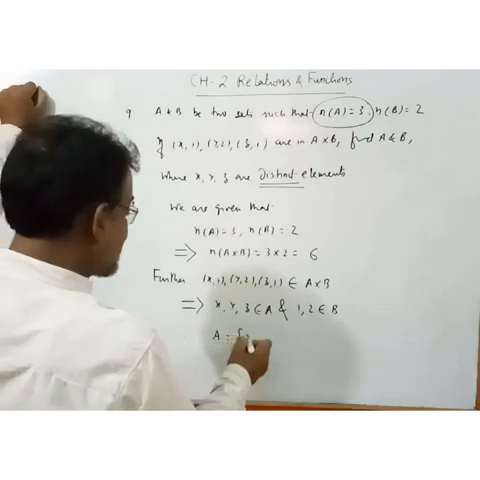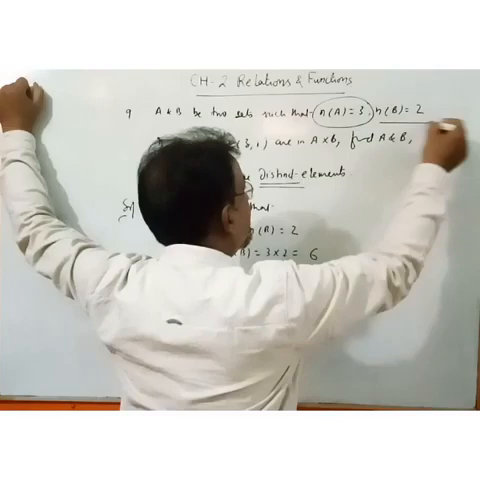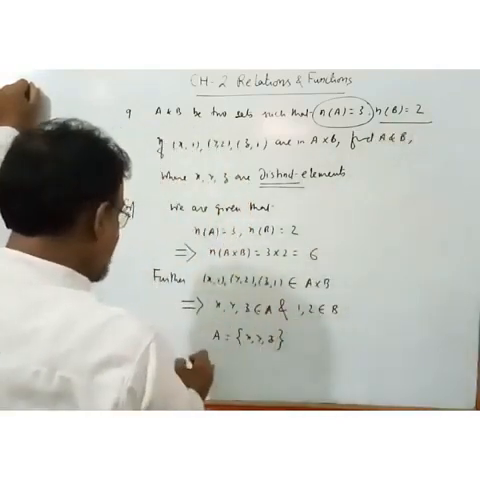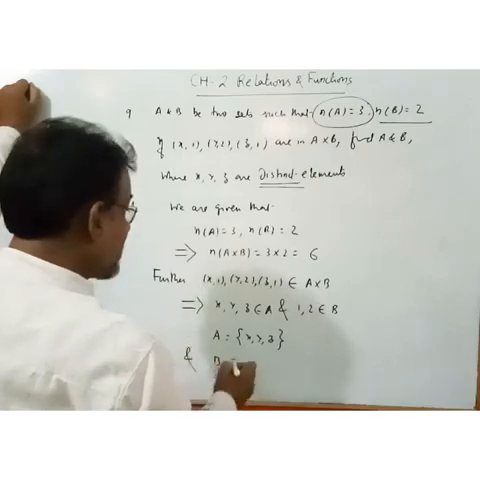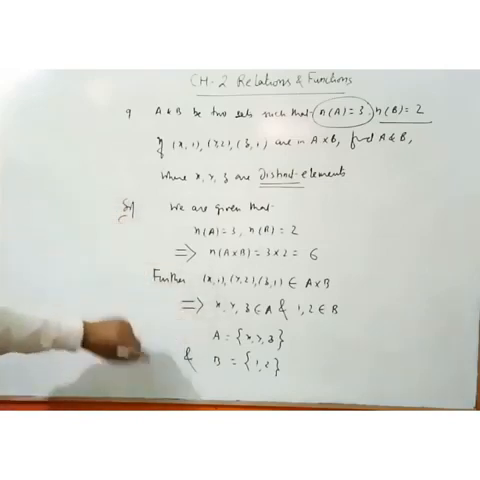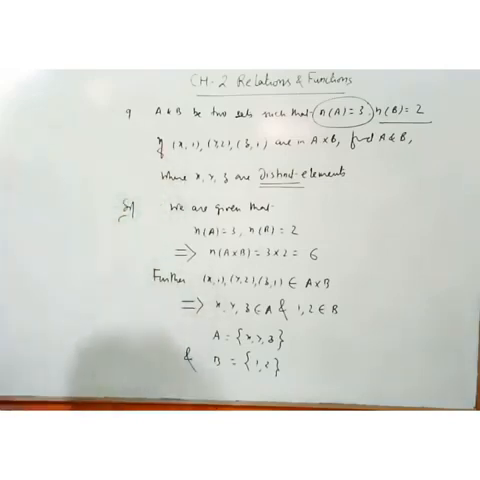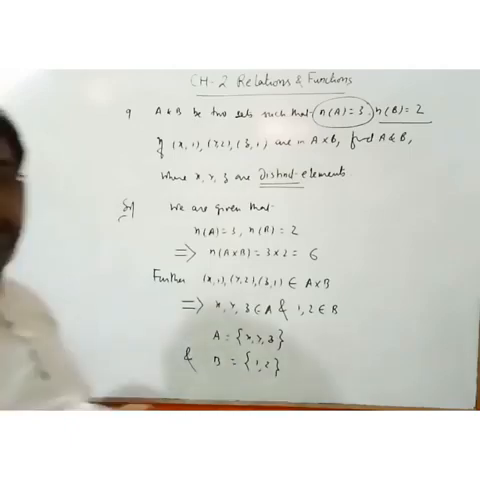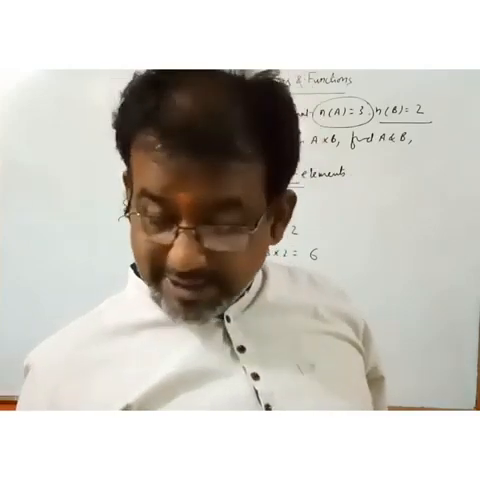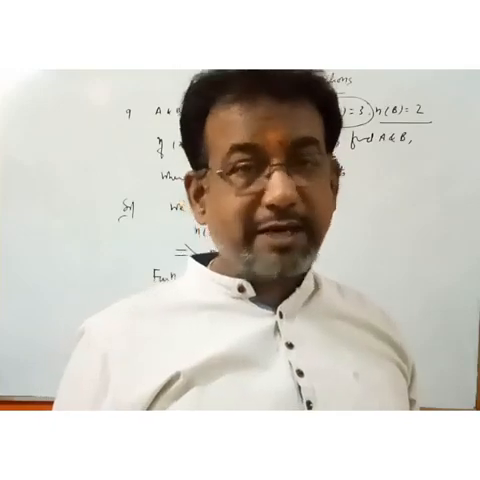I hope this is clear. Now the number of elements in A is 3 and x, y, z all belong to set A. Therefore, A should be the set {x, y, z}. The number of elements in B is 2 and 1 and 2 are two different elements of B. Therefore, B should be equal to {1, 2}. So, both the sets have been found based on the members of the Cartesian product given.